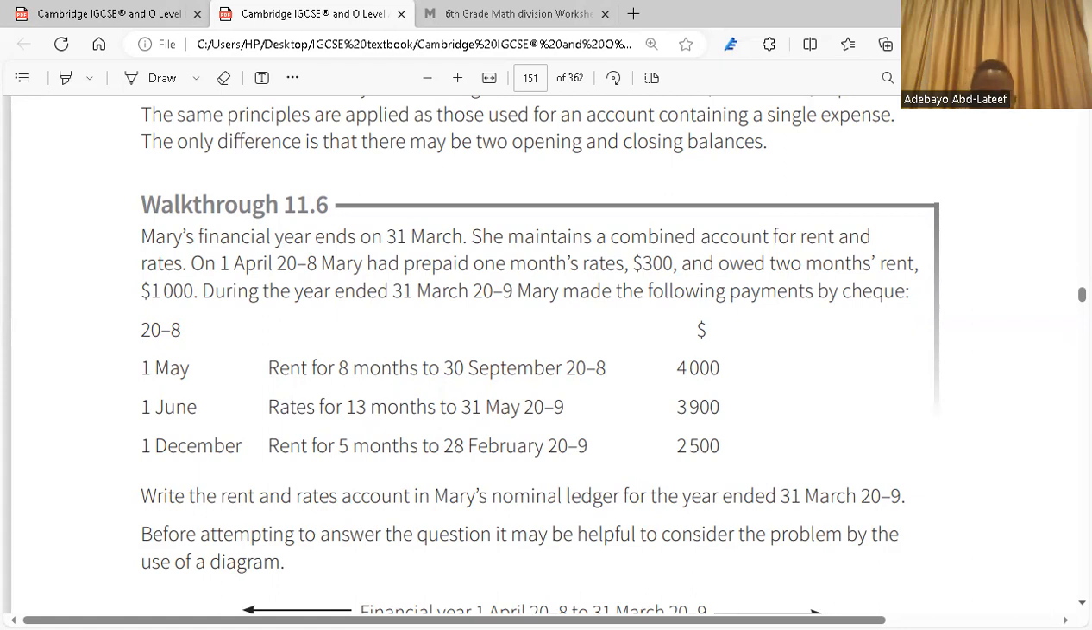On 1 April 28, Mary had prepaid 1 month's rent for $300 and owed 2 months' rent for $1,000. So she's owing 2 months' rent for $1,000. That's a credit balance, on the credit side of the ledger, there's a 1,000 credit. Do you understand? That means we have the ledger now, the expense account. We're going to have our opening balance on the credit side for 1,000, and the opening balance on the debit side for 300. Do you get the point there?